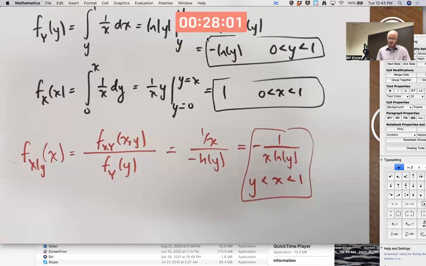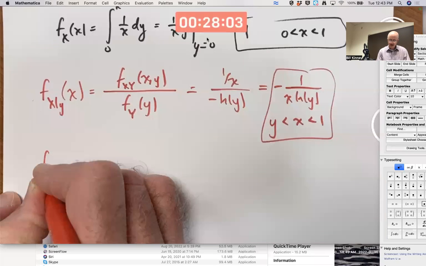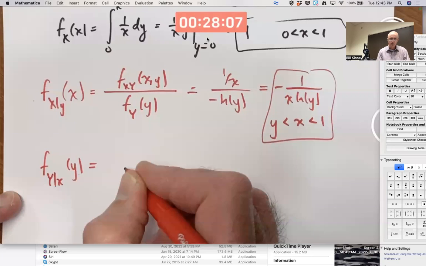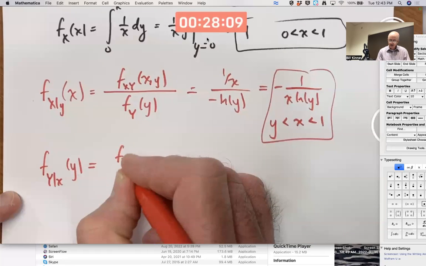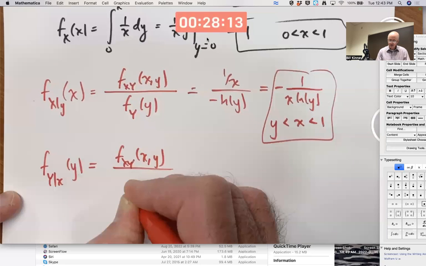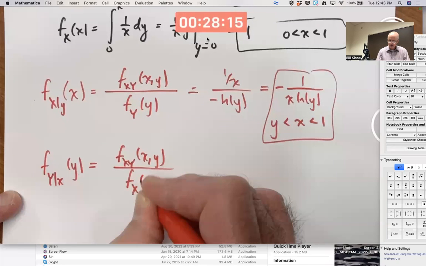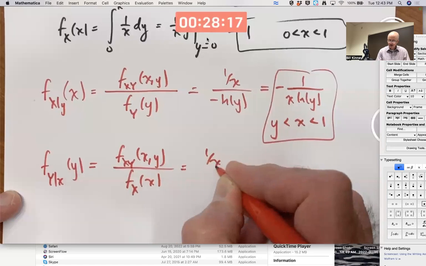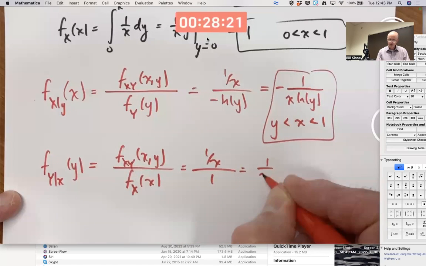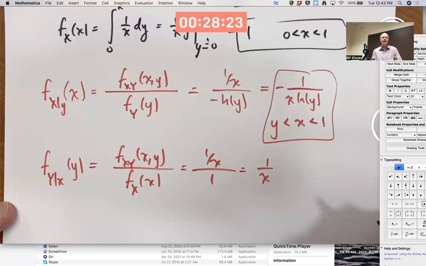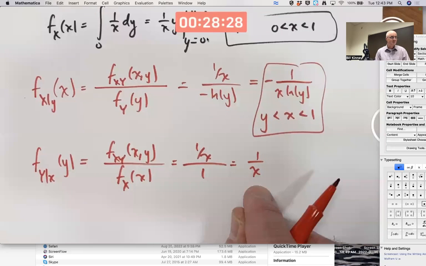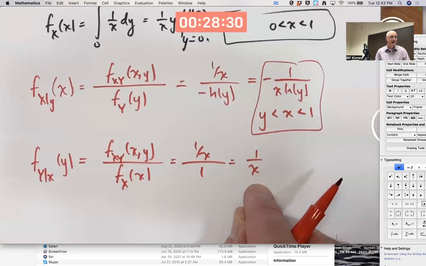The other one, the conditional PDF of Y given X, you want to think of as a function of Y. You want to imagine X to be fixed. The formula is similar. You still use the joint PDF on the top, but on the bottom, you use the marginal PDF of X, although that marginal PDF happens to be a constant. You're thinking of X as fixed here. So you're thinking of 1 over X as actually being a constant.